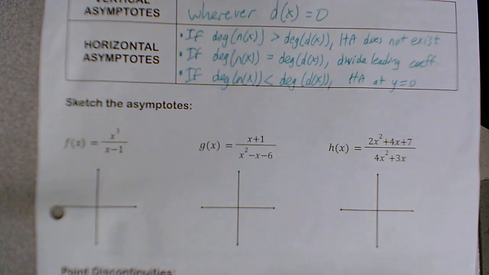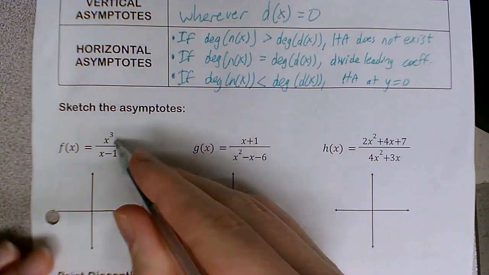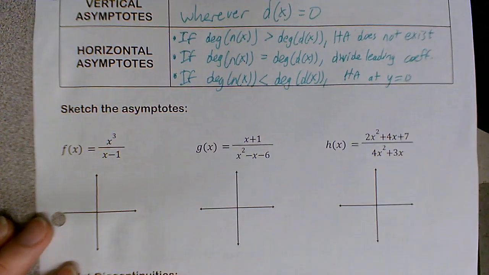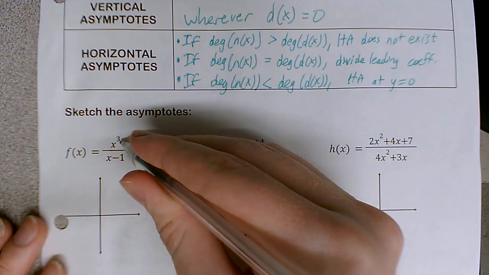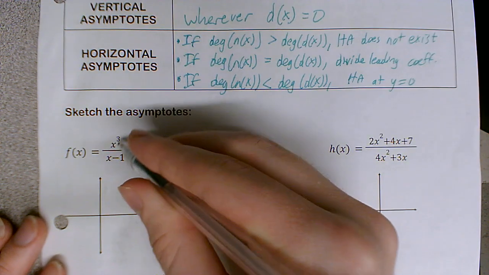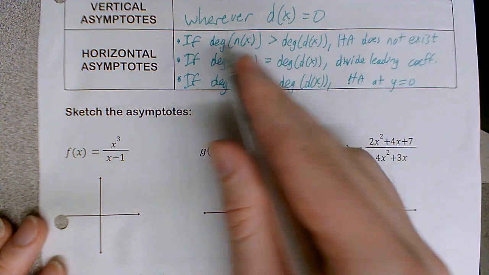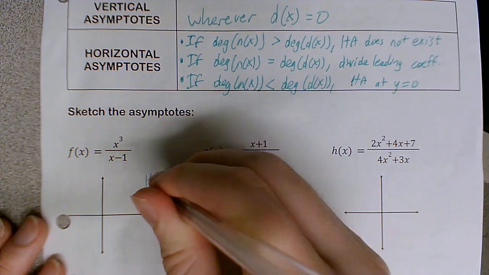So let's put this into practice. For the first one, we have a cubic over a linear. So the cubic has a degree of 3, the linear has a degree of 1. Because the numerator has a degree that's higher than the denominator's degree, the horizontal asymptote does not exist.